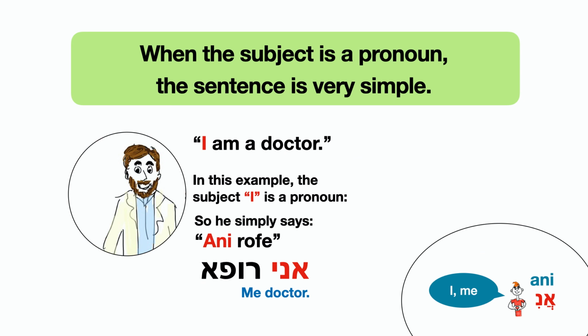When the subject is a pronoun, the sentence is very simple. Let's look at this example to say I am a doctor. In this example, the subject I is a personal pronoun, right? So he simply says ani rofe, I doctor, me doctor, right? So I'm a doctor. So remember, ani means I or me.